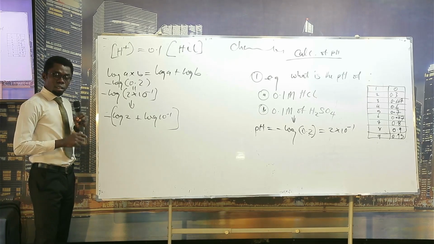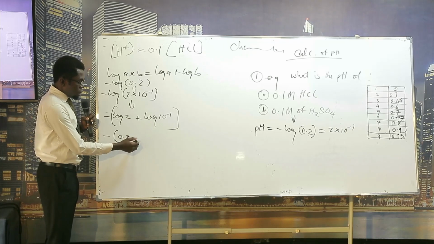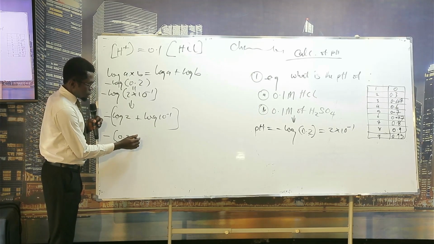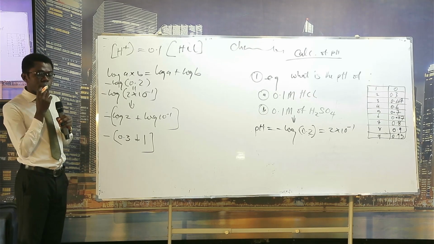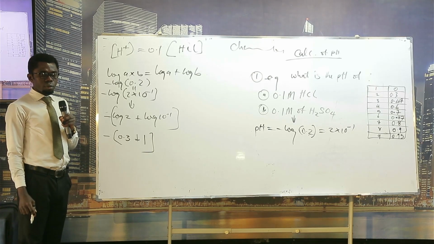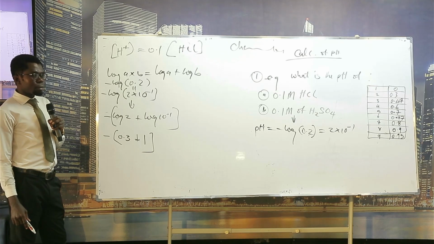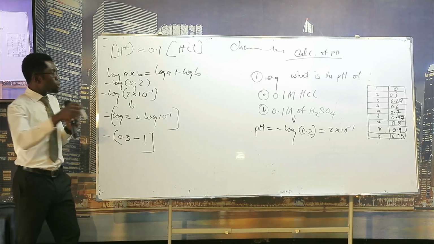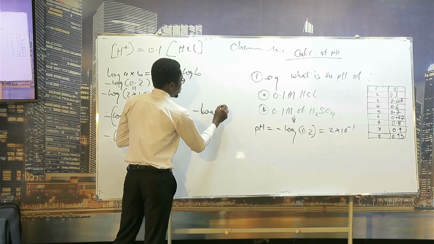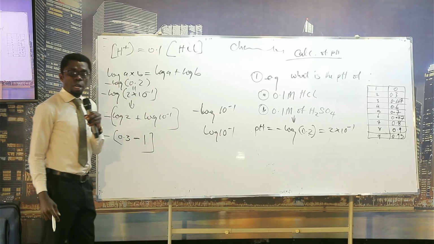So how would you apply it here? So what do you do here now? What is the value of this? 0.3 up here. What is the value of this? Yes, 1. Okay? So what is your answer? What is log 10 power minus 1? Okay? Remember, when I told you, this one is 1. Do you understand me? But only this one is minus 1. Do you understand it now?